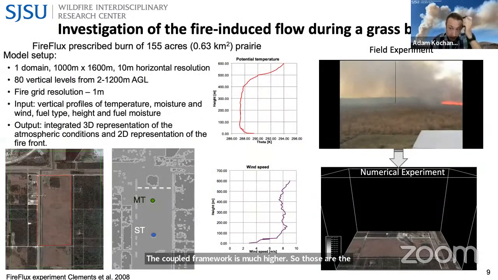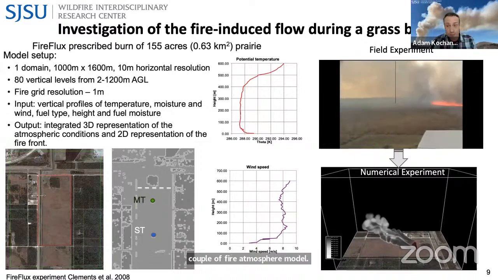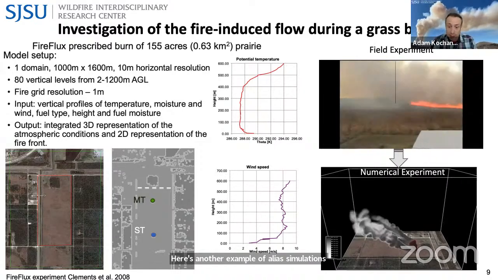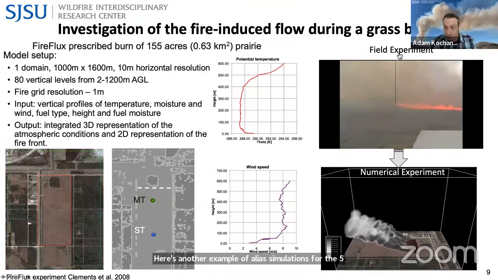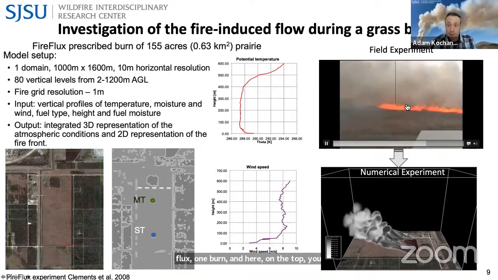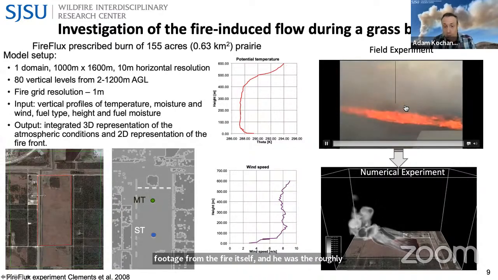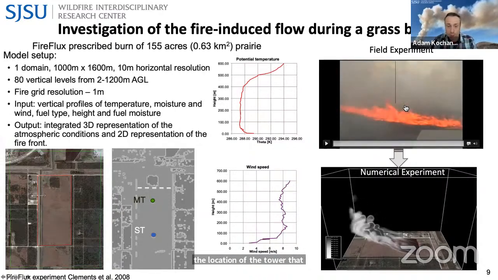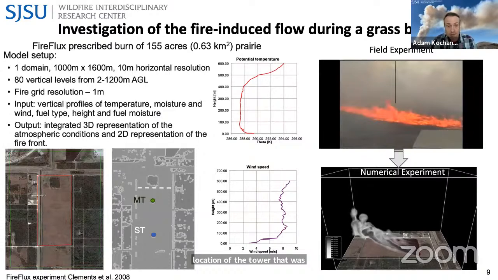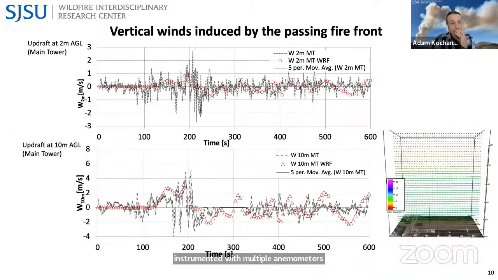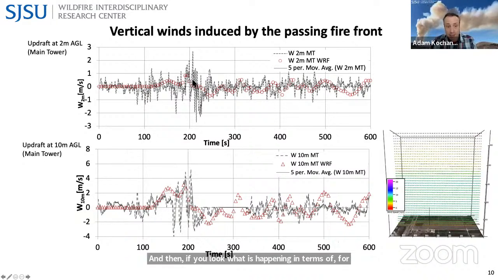Here is another example of LES simulations for the Fireflux 1 burn. And here on the top, you see just a footage from the fire itself. And here was roughly the location of the tower that was instrumented with multiple anemometers and thermocouples. And then if you look at what is happening in terms of, for example, vertical velocities, you can sample by those sonic anemometers what was the local microenvironment during the fire front passage.